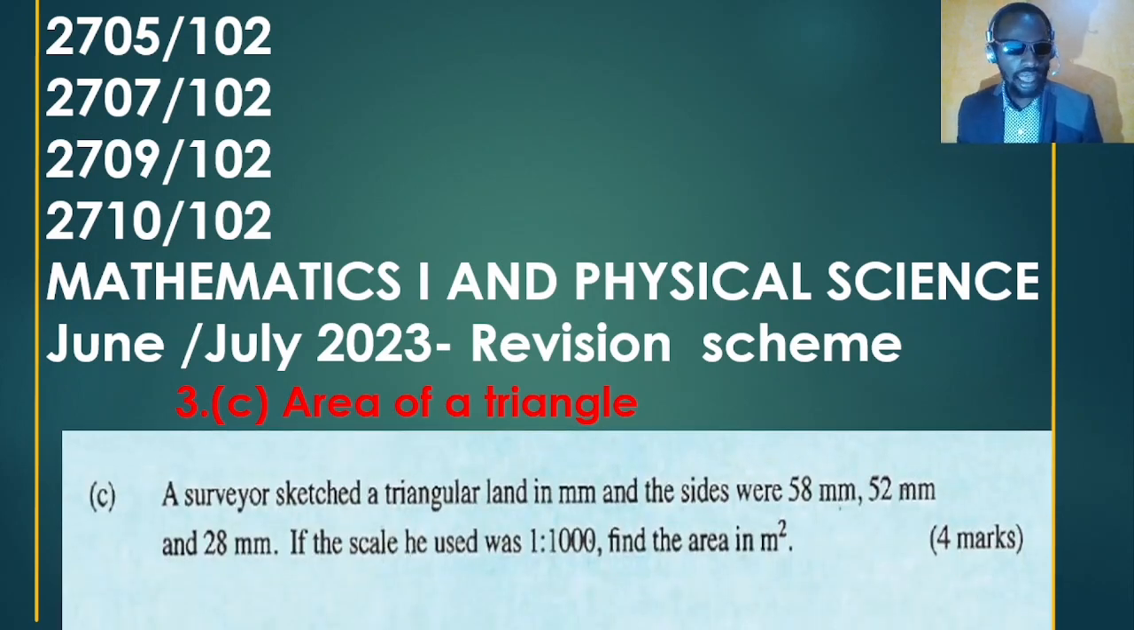So the question says, a surveyor sketched a triangular land in millimeters and the sides were 58 millimeters, 52 millimeters, and 28 millimeters. If the scale he used was 1 to 1000, find the area in meters squared. The question carried 4 marks. So, first and foremost, we are going to sketch this triangle. Then convert the drawing dimension to actual dimension, and then we'll be able to find the area.